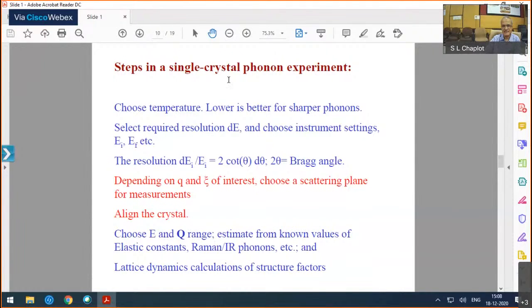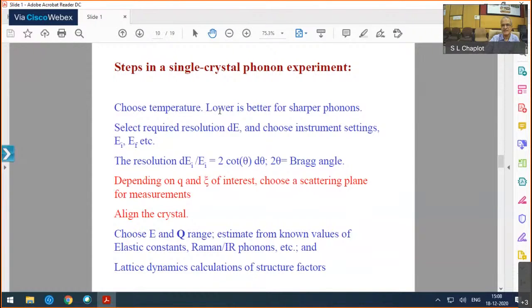In either case, these are the few important steps that we need to look at. First thing is, what is the temperature of measurement? You might be interested in temperature dependence of phonon frequencies, but even if you are not, it is usually advisable to use a low temperature. If it's possible, you can use a cryostat and put your crystal into that.